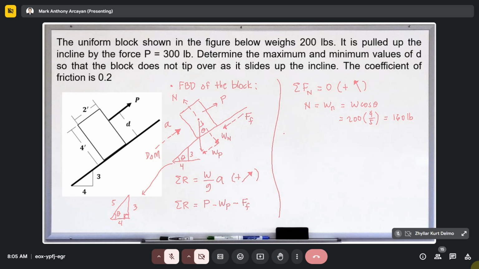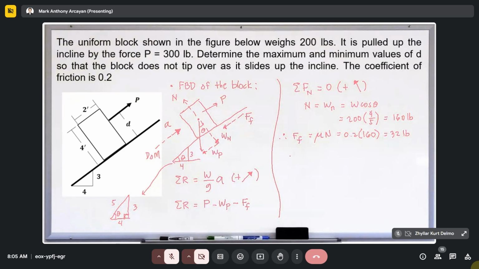And by applying the principle of friction, we can say that the frictional force is equal to the coefficient of friction times the normal force. That's 0.2 times 160. That is equal to 32, 32 pounds.